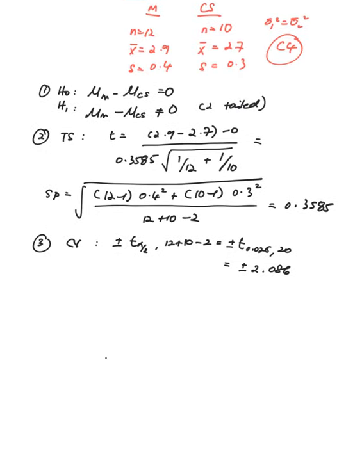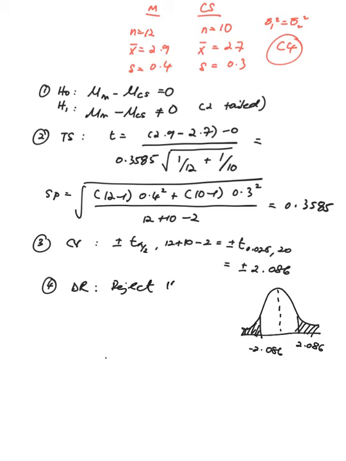Okay, so dia punya step yang keempat, kita nak buat kita punya decision rule. So the decision rule, kalau kita lukis kita punya, so this one is negative 2.086. This one 2.086. So this is our rejection region. So decision rule kita akan reject H naught if test statistic less than negative 2.086 or test statistic greater than 2.086.